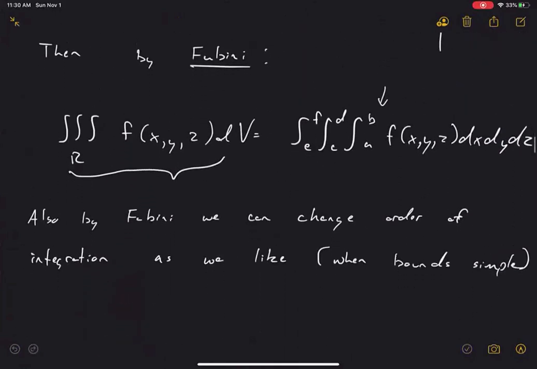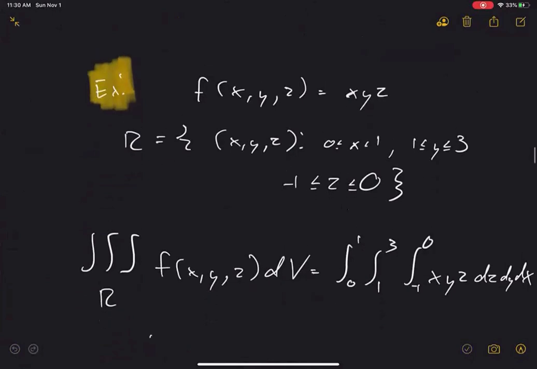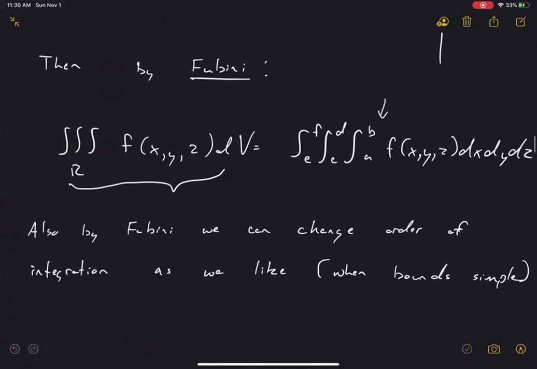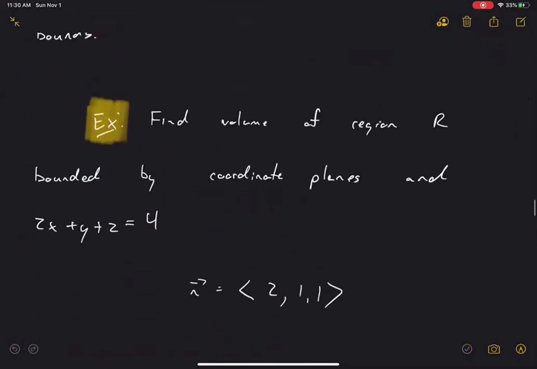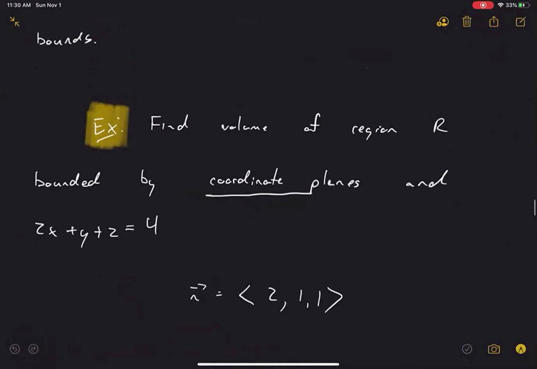So an example, and we're going to have to play with finding bounds a little bit. Let's find the volume of the region R, which is bounded by the coordinate planes and the plane 2x plus y plus z equals 4. First of all, let's recall what the coordinate planes are. They are just x equals 0, y equals 0, z equals 0. Those are my coordinate planes, and then we're also bounded by this plane here. And I want to find the volume of that region.